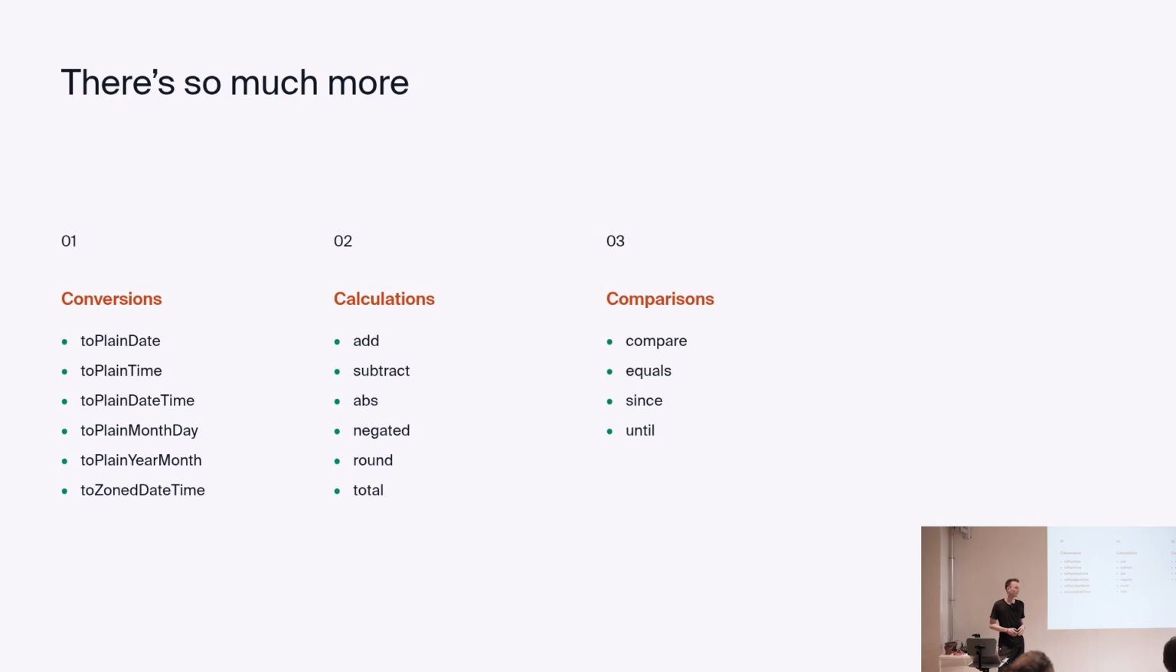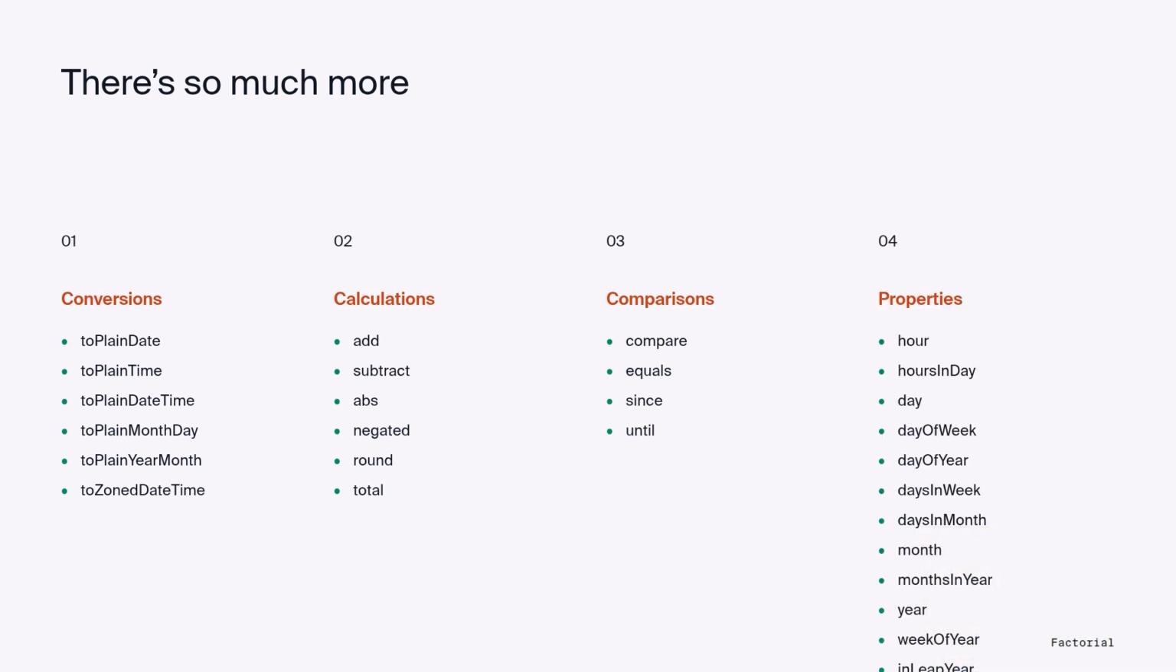Comparisons, so this is really handy. You can check if a date is before or after a date, if dates equal each other. And we looked at until, how many days until Halloween, but you have also since, so how many days in the past. And then there are a lot of properties you can get back. There's so much more stuff. It doesn't fit on the slide, so you can ask how many hours are in a day, are we in a leap year, how many days in a month, stuff like that. So there's really quite a lot you can do with temporal.